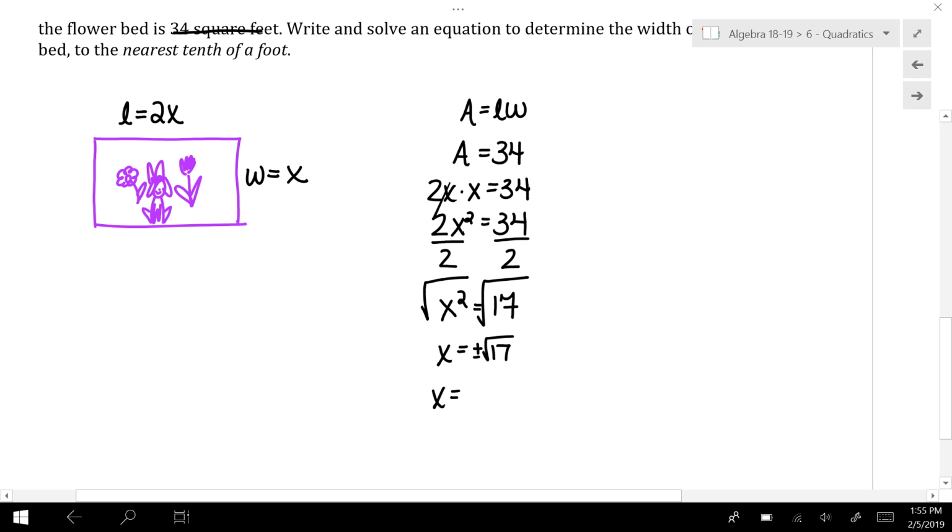I'm not going to pick the minus, and the reason I'm not going to pick the minus is because you can't have a negative length. So I've got my answer, right? Wrong. It says nearest tenth of a foot, and I did not do that.